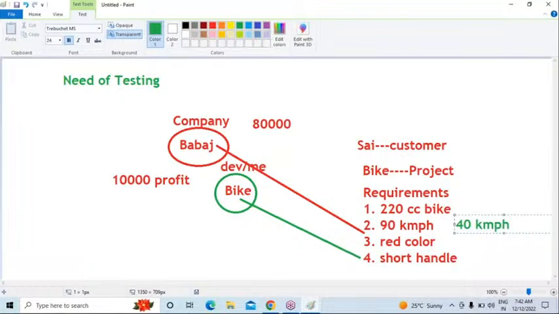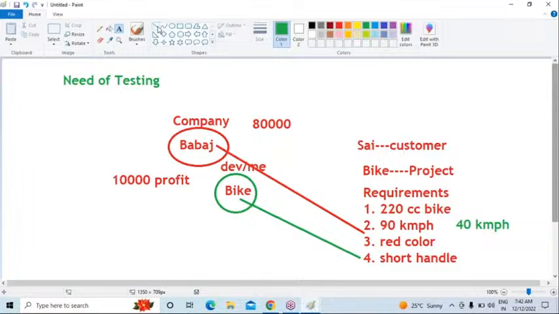Now what exactly is Sai expecting? 90 kilometers per hour, but actually it is giving 40 kilometers per hour. So now the customer won't be happy with the bike. So what will the customer do now? That application is not meeting the requirements. So what will the customer do now? What will he do?